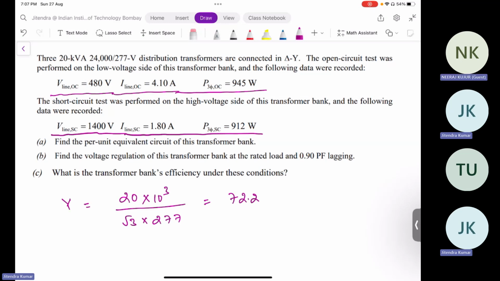320 kVA transformer. Okay, okay. Thank you very much. I missed that part. It should be like this.